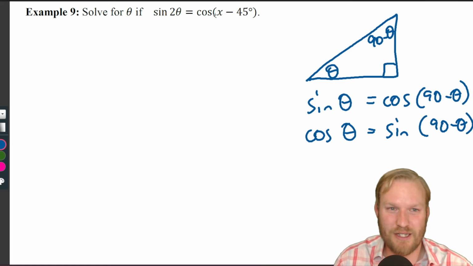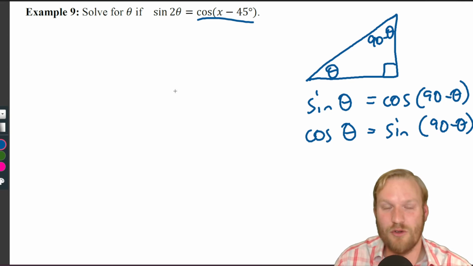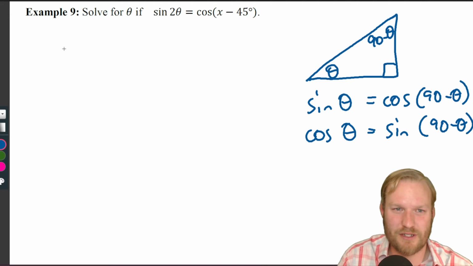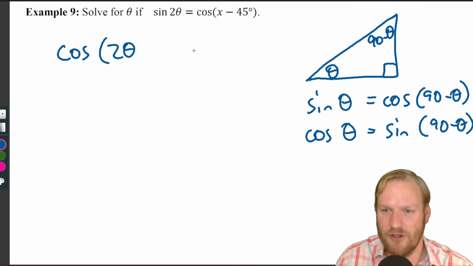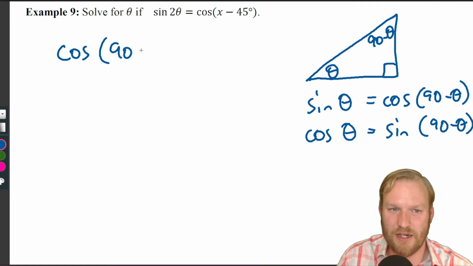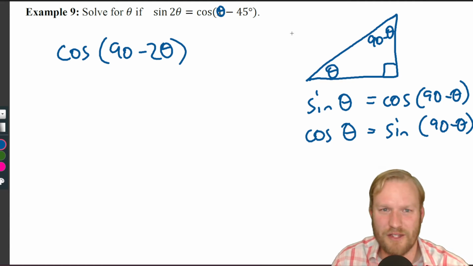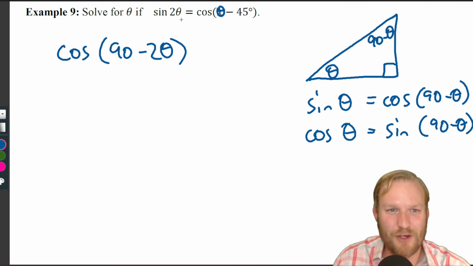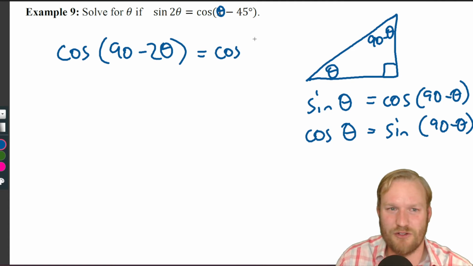We've got sine 2 theta equals cos(x minus 45). You could either change the sine into cos or the cos into sine. Now, I don't know why, I'm just going to go for this and say that sine 2 theta is cos of not 2 theta anymore, but 90 minus 2 theta. And apologies, this should have been a theta, otherwise we definitely have no hope here. So sine 2 theta is the same as cos of 90 minus 2 theta. And on this side, we could leave it as cos of theta minus 45.